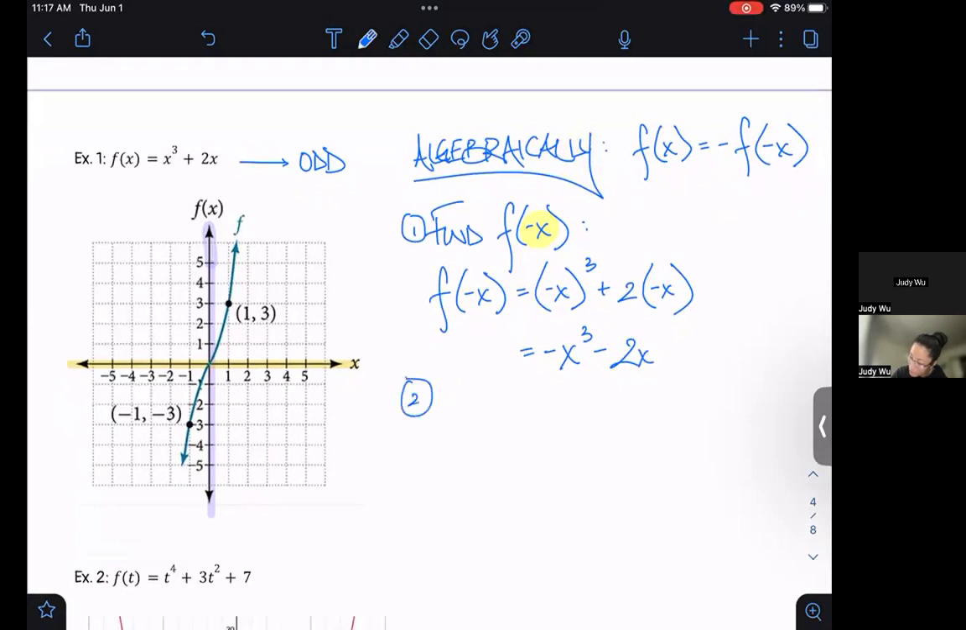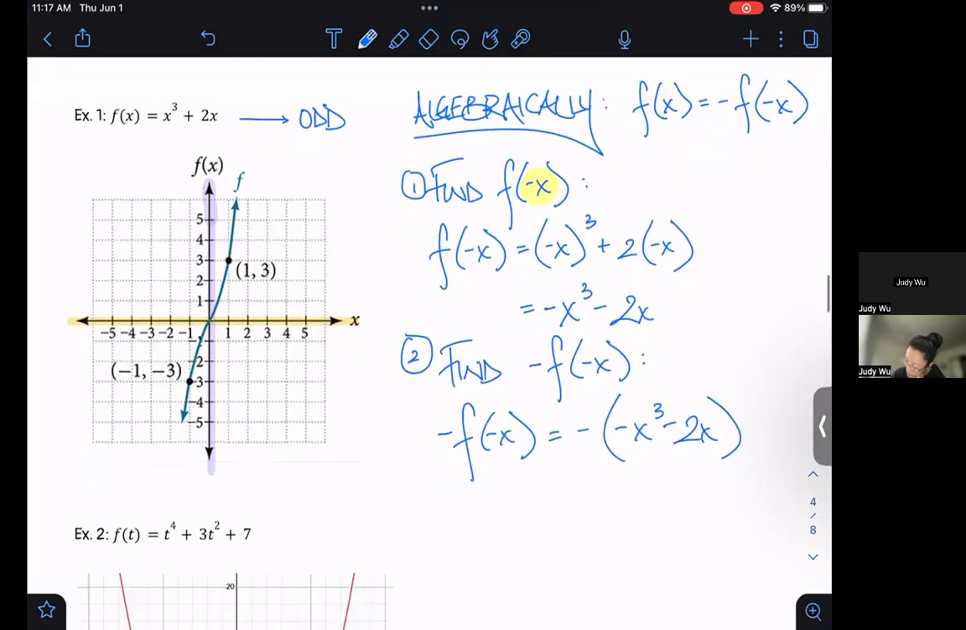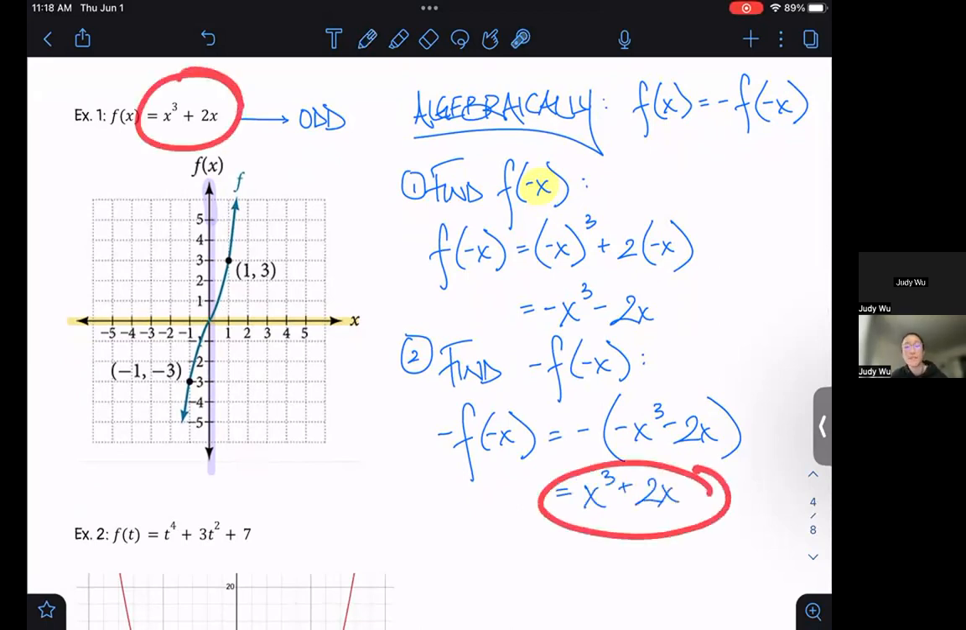Now, after we find f of negative x, we need to make it negative, all right? So find negative f of negative x. And so negative f of negative x is negative everything that we had from the first step. All right, let's simplify this. We get x cubed plus 2x. And wow, if that is not the thing that we started with, I don't know.